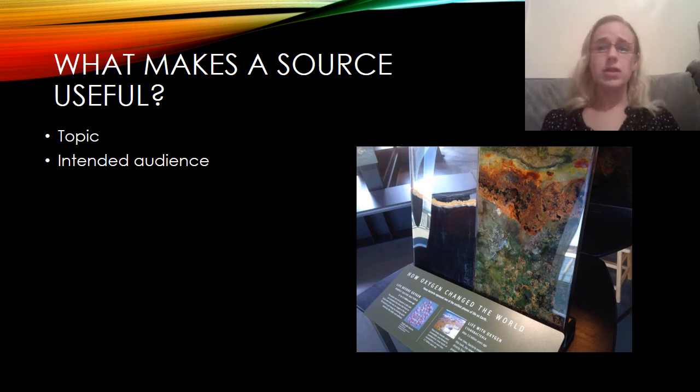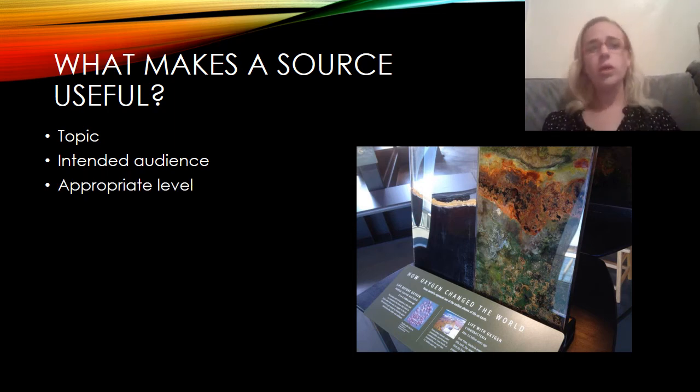The other thing to consider are things like, what language is it written in? Now, automatically, a lot of the things you're going to be looking at are probably going to be written in English, but that is something that you need to consider as well. Is it done at the appropriate level? We just touched on that.